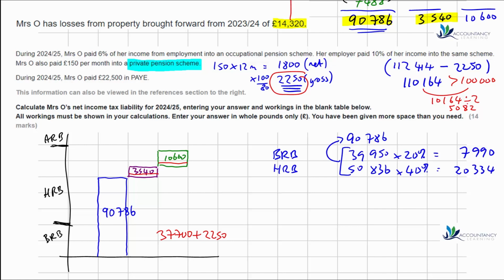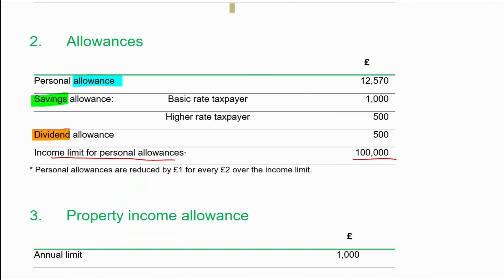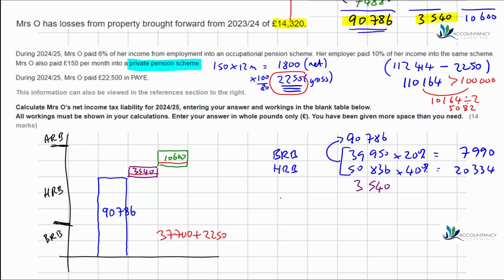Okay, and then on top of that, we've got the savings income of 3,540. Now, is any of this covered by an allowance? Okay, let's have a look at the reference materials to help us. So we're a higher rate taxpayer, so we have a savings allowance of 500, and while we're here, there's a dividends allowance of 500 as well. So we have our allowance of £500, which is tax-free.